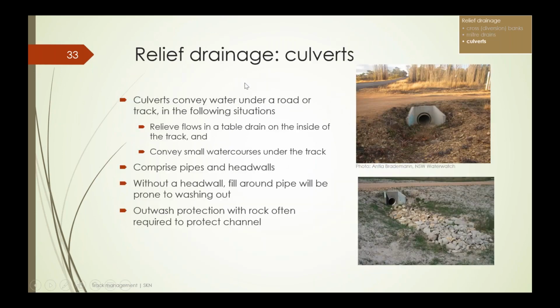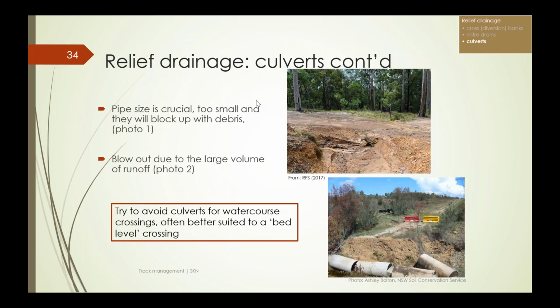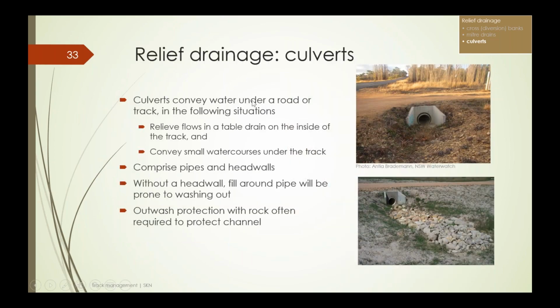Culverts, we see culverts in many situations, both good and bad. Culverts are there to convey water under the road where it's running along an inside and we want to get it to the outside to drain out onto the hill slope. Sometimes they may also be located in small watercourses to convey a watercourse under a track.